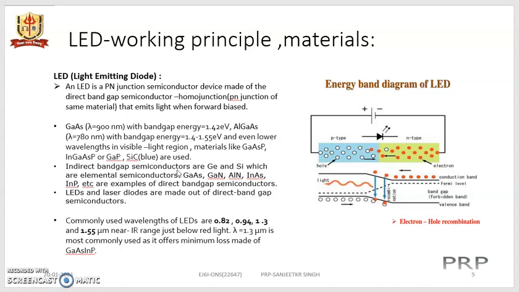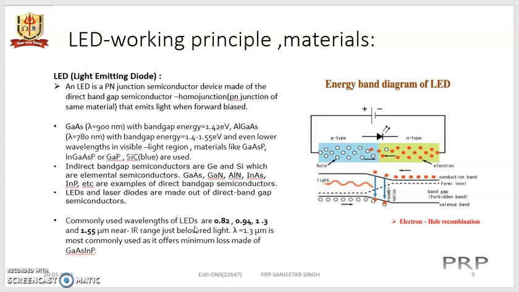Indirect band gap semiconductors are germanium and silicon, which are the elemental semiconductors. But for LED and laser construction, we are making use of the direct band gap semiconductors, that is gallium arsenide, gallium nitride, aluminum nitride, indium arsenide, indium phosphide.